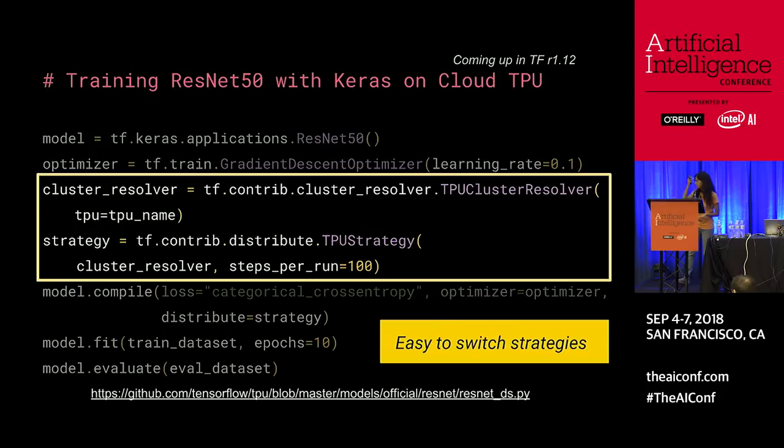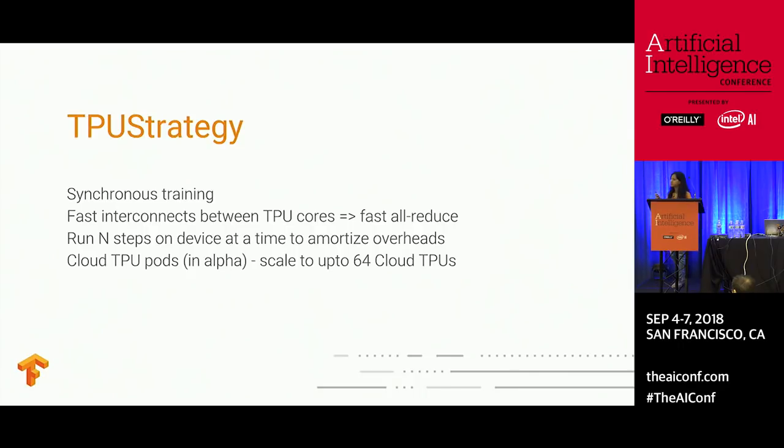And in the bottom of the slide, we've provided a link to training ResNet50 with the Estimator API using TPU strategy. So let's talk a little bit about what TPU strategy does. TPU strategy implements the same architecture as mirror strategy. That is, it implements data parallelism with synchronous training. The cores on a TPU, there are 8 cores on a single cloud TPU, and these cores are connected via fast interconnects. And this means that you can do all-reduce really fast to aggregate the gradients.